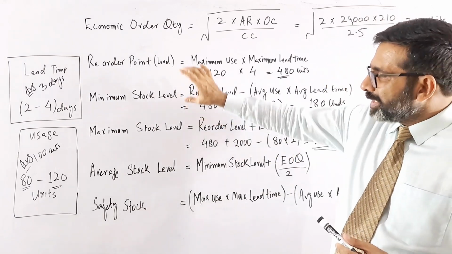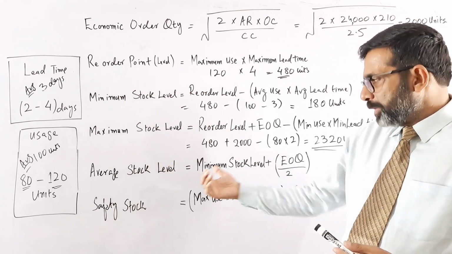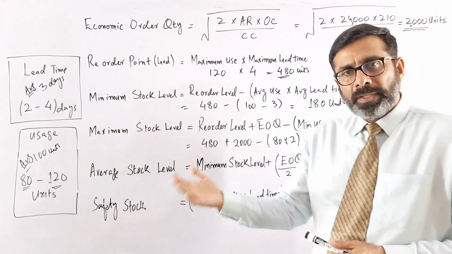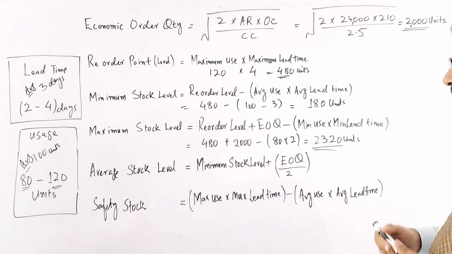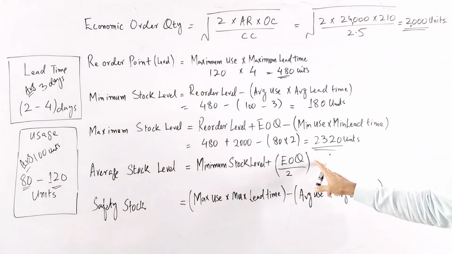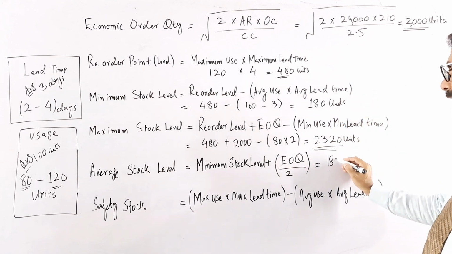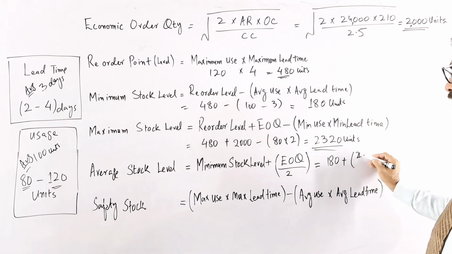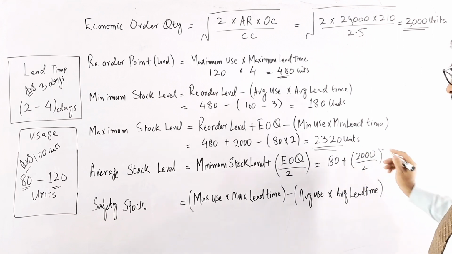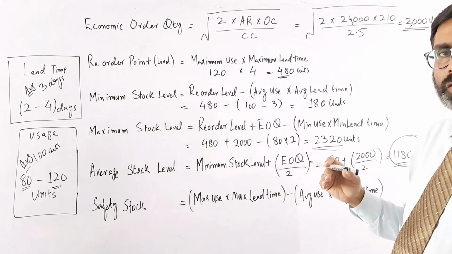Now why are we calculating the minimum stock level and the maximum stock level? Also the next point that we have is the average stock level. Let's calculate it first, and then consider what the purpose of that is. Here we have the minimum stock level plus the economic order quantity, divided by 2. The minimum stock level we calculated is 180, plus 2000, divided by 2, so it will be 1180 as the average stock level.